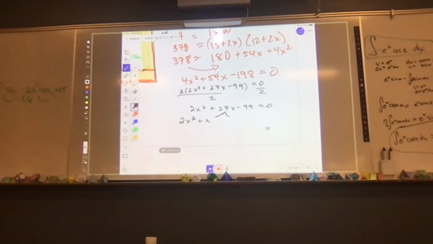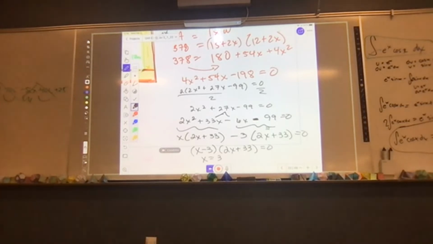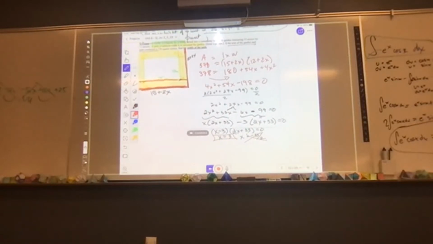So I would split that as plus 33x minus 6x minus 99 equals 0, and then I would factor by grouping. So I would take out an x, and then a negative 3. And then I've got x minus 3 times 2x plus 33 equals 0. So I've got x equals 3 and x equals negative 33 over 2. And it has to be x equals 3. You are correct. This can happen because x represents the width of the path, and the width of the path has to be positive.